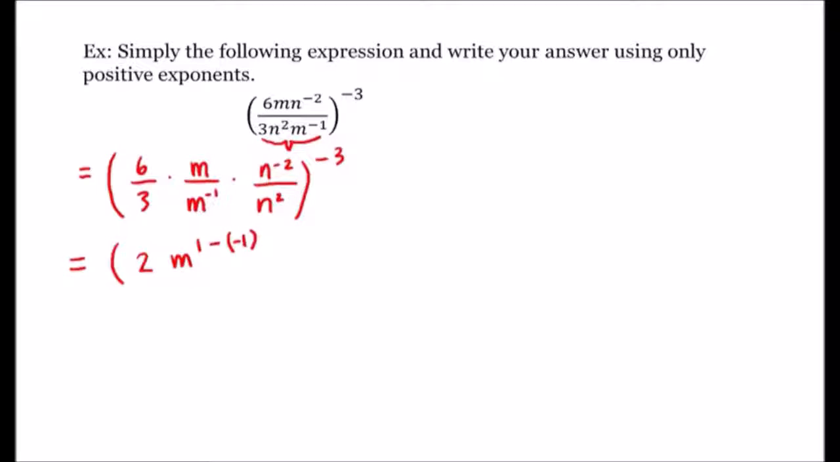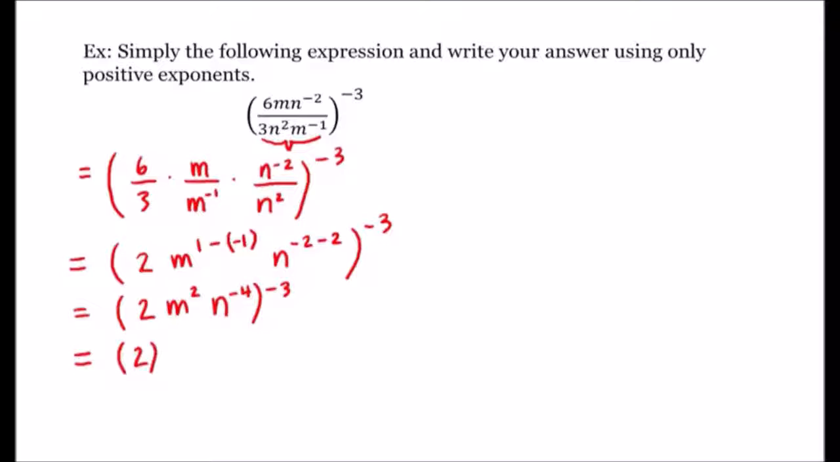Because the bases are the same, we subtract the exponents. And we'll do the same with the n terms, so it's n to the negative 2 minus 2. Whole thing still raised to the negative third power. And this is equal to 2 m squared, because it's 1 minus negative 1, times n to the negative fourth power, whole thing to the negative third. And then by the power of a product rule, we can raise each of the factors to the negative third power.